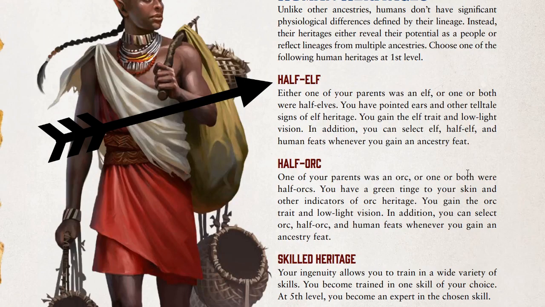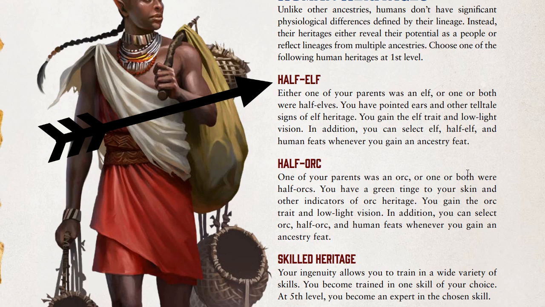Now that I've covered the bases of humans, it's time to cover the heritages. Let's start with the half-elf heritage. As I said before, this and the half-orc heritage can be applied to any ancestry. They are just covered in this section of the book, so I'm covering them now. Half-elves gain the elf trait and low-light vision, and they can choose from elf, half-elf, and the feats available to their ancestry whenever they get an ancestry feat.